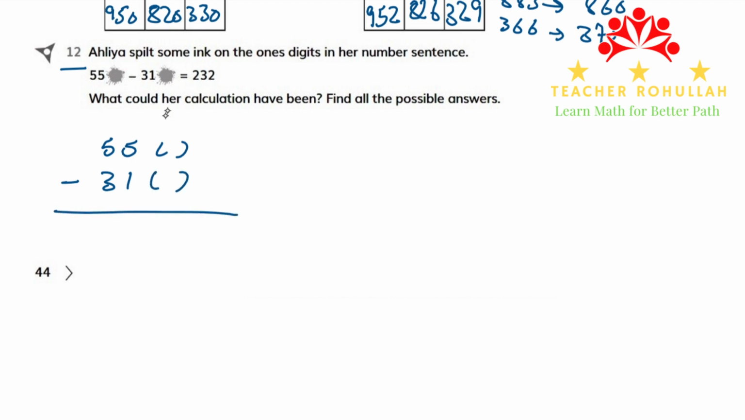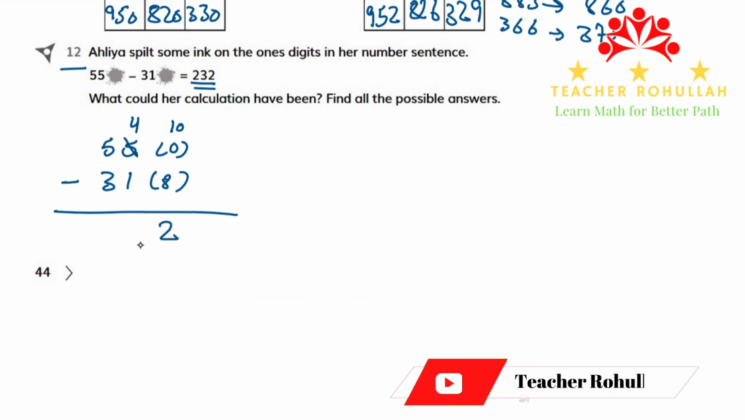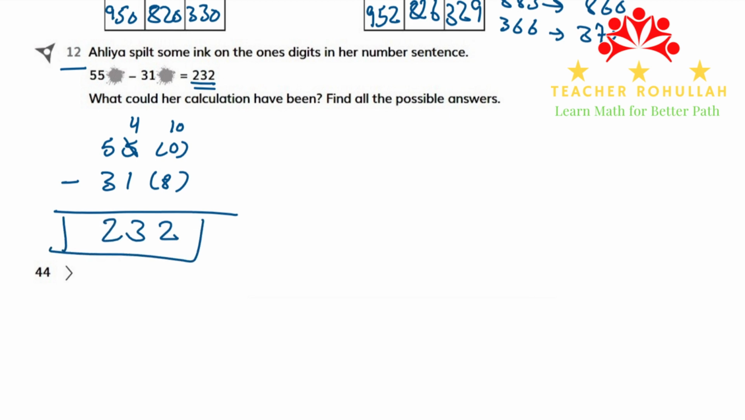To find the numbers in the ones digit, we have to consider the answer to the question as well. If we subtract 1 from 5, we will have 4, but we have 3 over here. So it means there is a regrouping needed here as well. So one of the possible answers here can be 0 here and 8 here. Now we cannot subtract 8 from 0, we have to borrow from 5. If we borrow, 4 will be left here and we will have 10 here. 10 minus 8 is 2 and 4 minus 1 is 3. 5 minus 3 is 2. We found one of the possible answers, which is 550 minus 318.